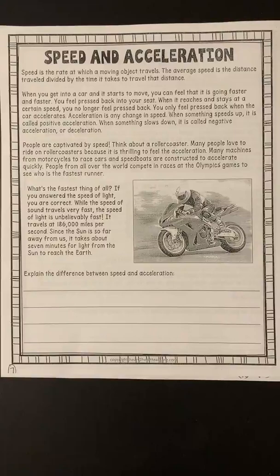What is the fastest thing of all? If you answered the speed of light, you are correct. While the speed of sound travels very fast, the speed of light is unbelievably fast. It travels at 186,000 miles per second. Since the sun is so far away from us, it takes about 7 minutes for light from the sun to reach the earth.